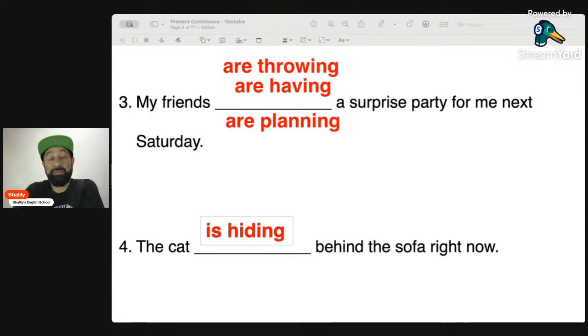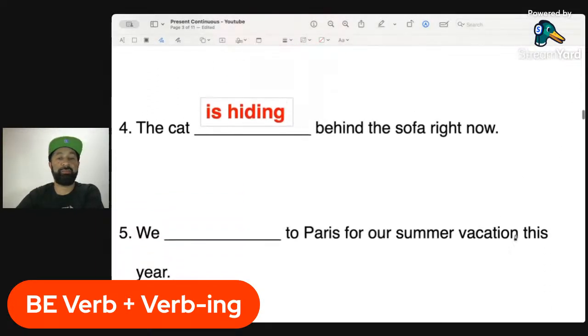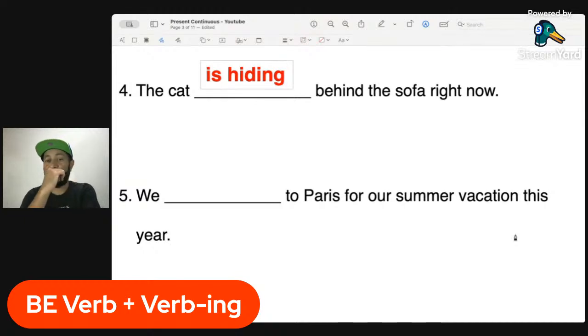All right. Again, there can be many, many answers. If you're joining late, we are using present continuous, be verb plus the ing. Choose the correct be verb and choose a main verb that fits that sentence. There's more than one answer. So if you have a different answer, leave it in the comment section. Number 5, we something to Paris for our summer vacation this year.